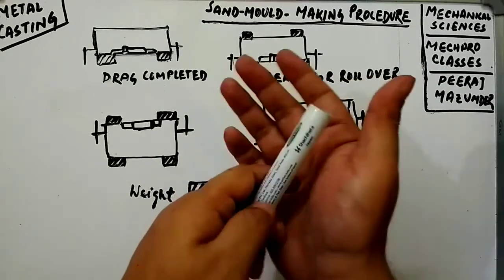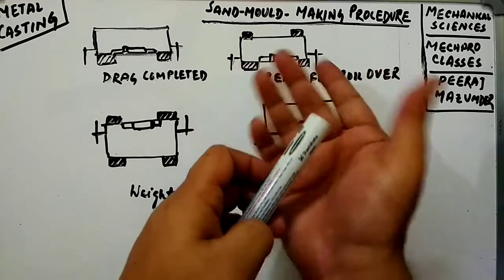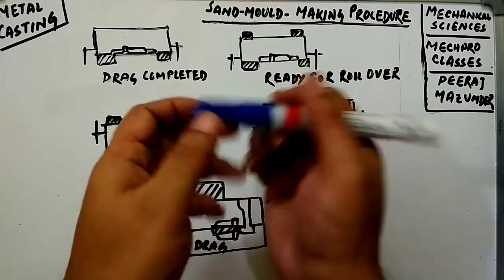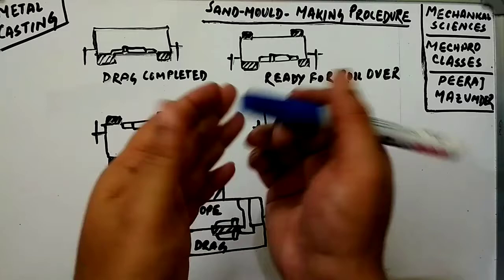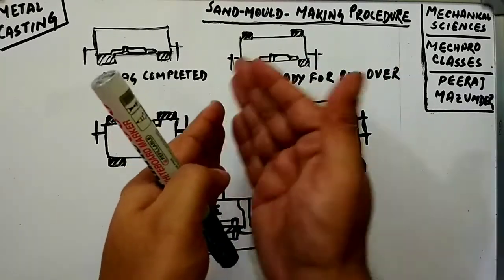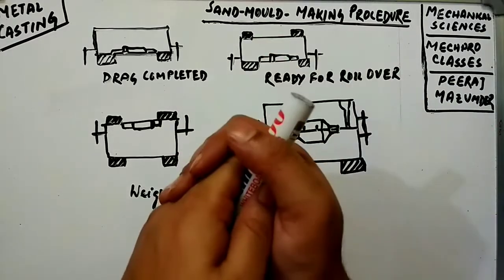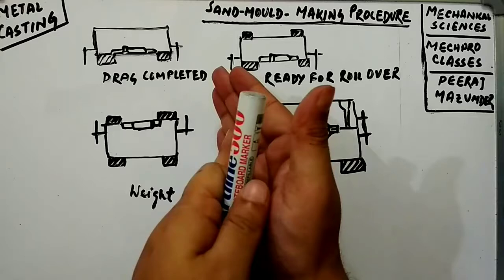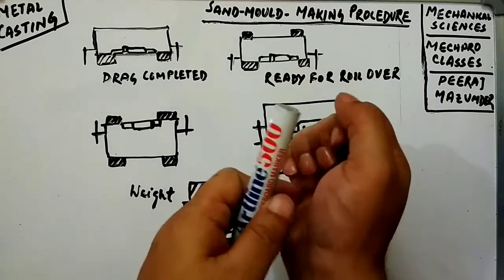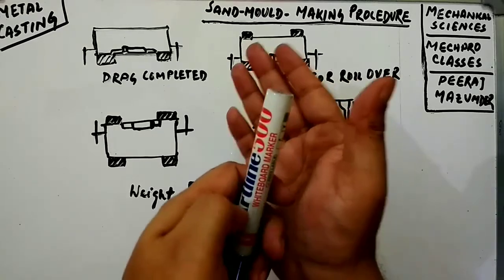I will also make a class on pattern making, because the pattern is very important in relation to casting. So I will make a different class on pattern making where we will learn a lot about patterns. Okay, today we will start with the sand mold making procedure as well.